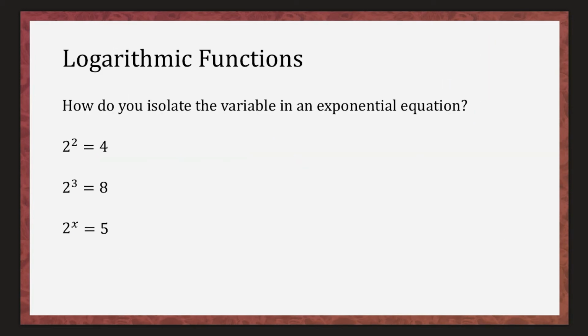All right, isolating variables in an exponential equation. Well, the variable is the exponent, and up until this point in math, you have not learned a way to isolate that variable very well. We know that 2 squared equals 4, and 2 to the 3rd power equals 8, but 2 to what power equals 5? Now, in order to solve this, we have to invent a new way to write an exponent so we can actually make that x something that's solvable.